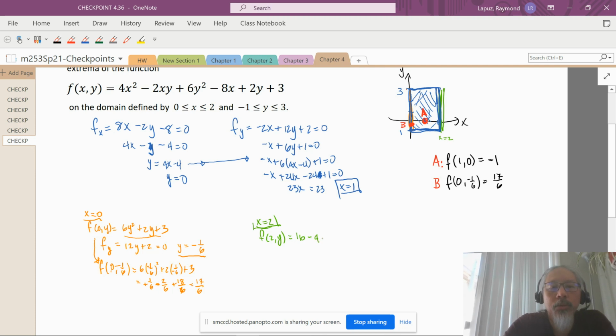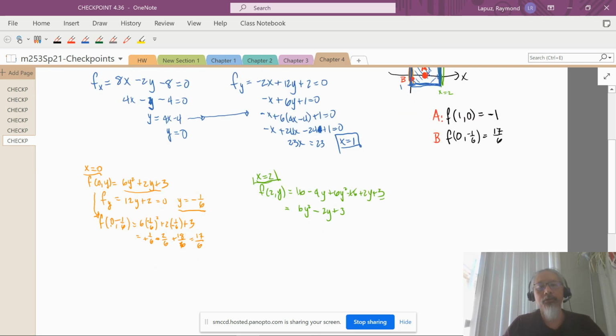minus 4y plus 6y squared. 2 in for x, minus 16 plus 2y plus 3. What do we get? I think the 16s cancel. We get a 6y squared minus 2y and plus 3.